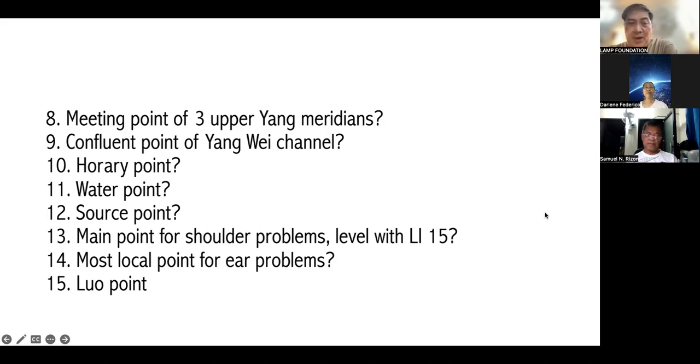Most local point for ear problems. SJ-17 po, Doc. No. For ear. So, diba, sa local, you remember yung tatlo? Local. Ibig sabihin yung pinakamalapit. Ay, hindi po ba SJ-17, Doc? Nakasulat dito sa SJ-17, local point for the ear. Local point, pero ang tanong dito, most local point. Meron pang most. Yes. OMG. SJ-17, nandito. Nasa likod yun ng ear. Oo, ito, pag inano mo to, tinatabunan. Ito, oh. Saan, Doc?